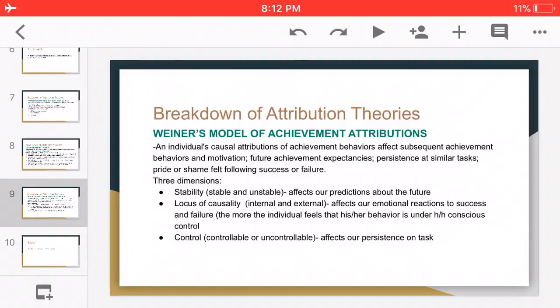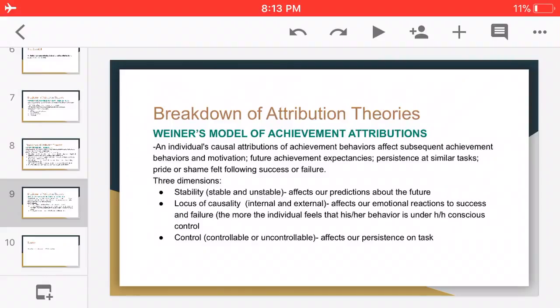Lastly, we have Weiner's model of achievement attributions. This says that an individual's causal attributions of achievement behaviors affect subsequent achievement behaviors and motivation, future achievement expectancies, persistence at similar tasks, and pride or shame felt following success or failure. There are three dimensions to this model.